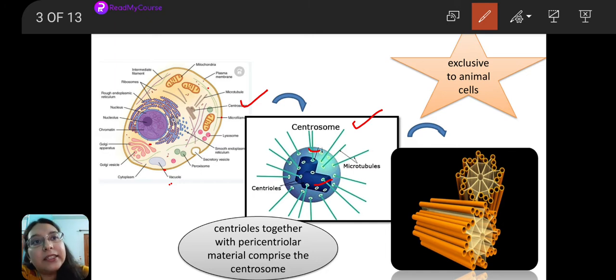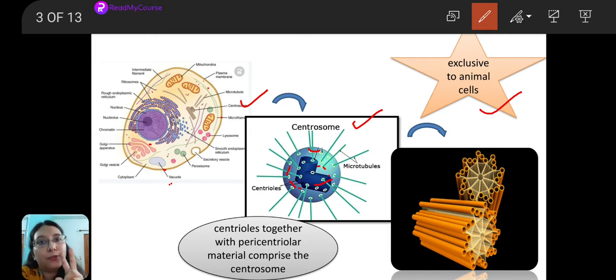And then we find that it is surrounded by a proteinaceous matrix which is known as the pericentriolar matrix, PCM. So these centrioles and the pericentriolar matrix together form the centrosome. The centrosome is the cell organelle which is found in a eukaryotic animal cell. Remember guys, it is exclusively found in animal cells. It is not found in plant cells. This is the first important thing which you need to remember about centrosomes, right? So it is found in animal cells.